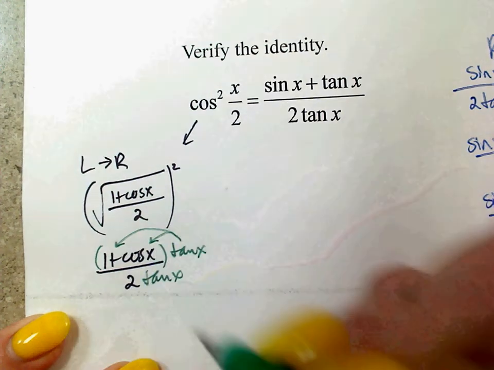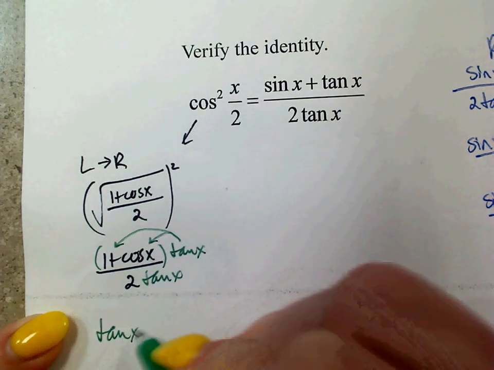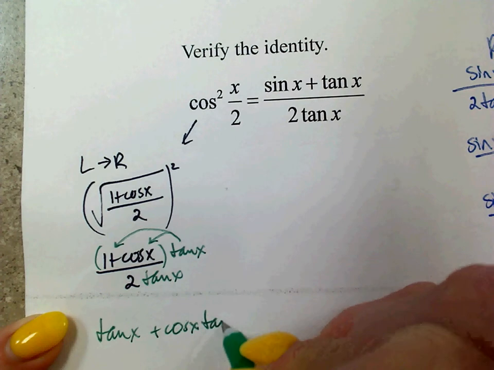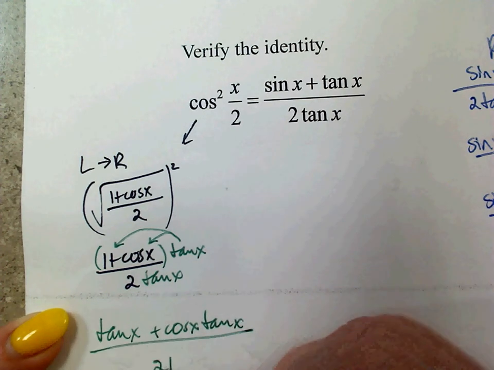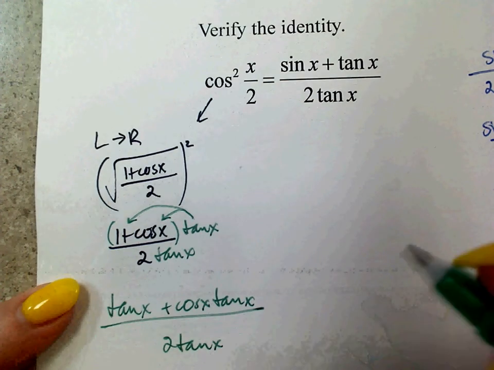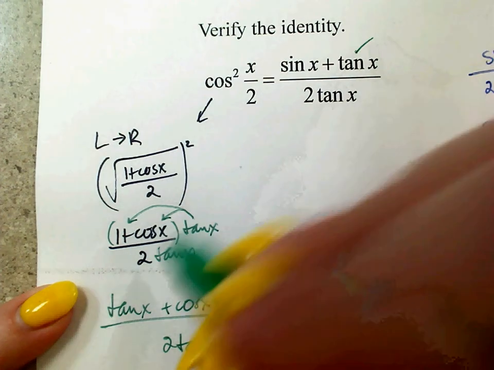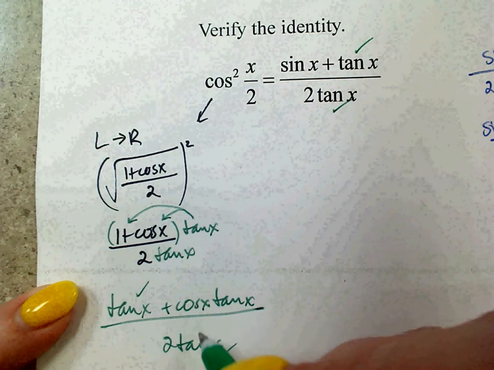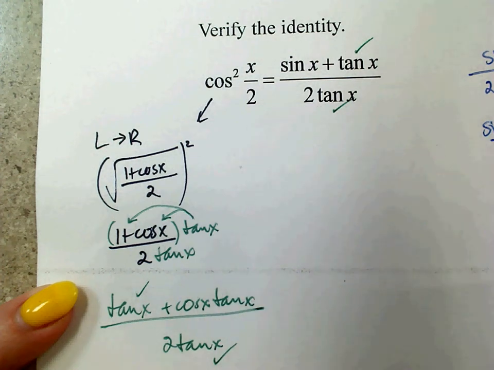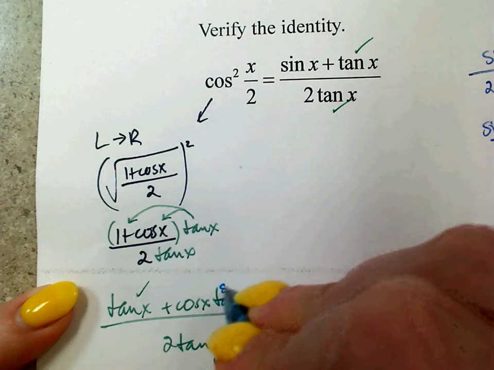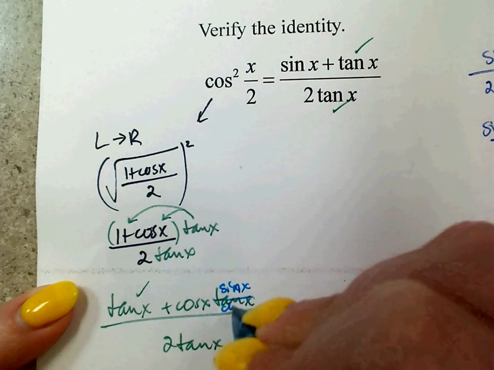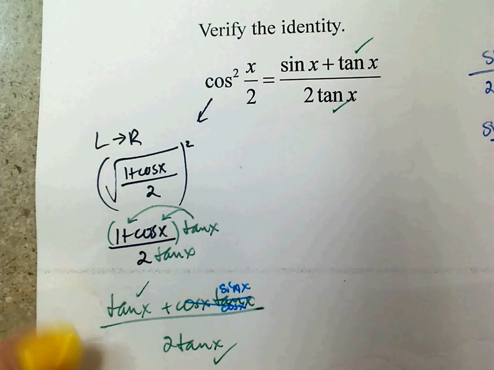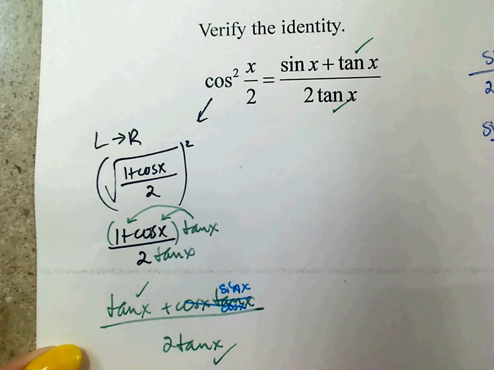So I need a plus tangent. Check. I need a 2 tangent in the denominator. Check. I need a sine. Well, tangent is sine over cosine. So if I can just replace that with sine over cosine and then simplify that out, then I do in fact have tangent plus sine, or sine plus tangent, doesn't really matter, over 2 tangent, and we are good. I bet you can see that. Okay. Cool.